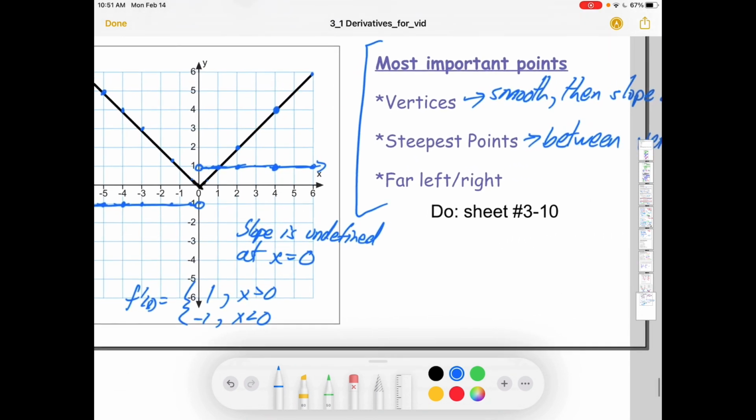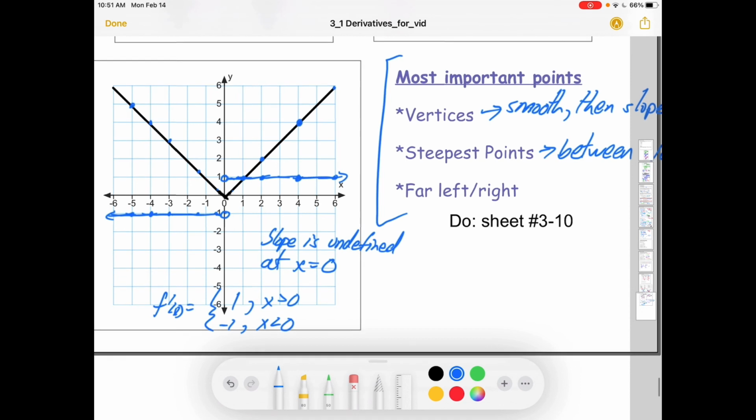There is a sheet in the Google Classroom that's from the James Stewart book, and you can take a look at that, numbers 3 to 10. We're just drawing and matching some graphs and their derivatives.